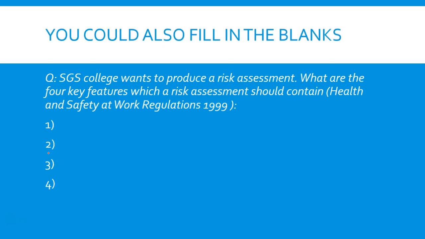You could also do something like filling in the blanks. So, to produce a risk assessment, HTS College wants to produce a risk assessment: what are the 4 key features which a risk assessment should contain, under the Health and Safety at Work Regulations? Here there's 4 bits, 1, 2, 3 and 4. I will leave it, all you have to do then is fill in whatever the correct answers are. You can actually find that quite easily within the textbook. I won't show you that, but it is highlighted in that section of the textbook, and you will get the 4 answers, and you could easily put in the 4 answers.